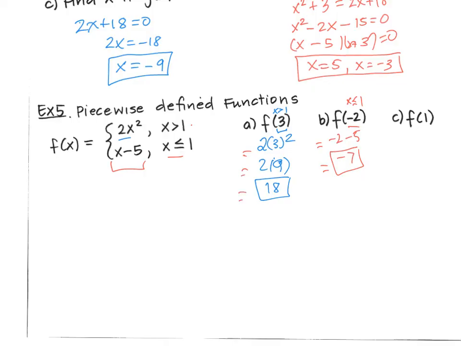And then one more. It says f of 1. Is x greater than 1? Is 1 greater than 1? No. Is 1 less than or equal to 1? Yeah, it's less than or equal to 1. So I'm going to use the second function rule again.